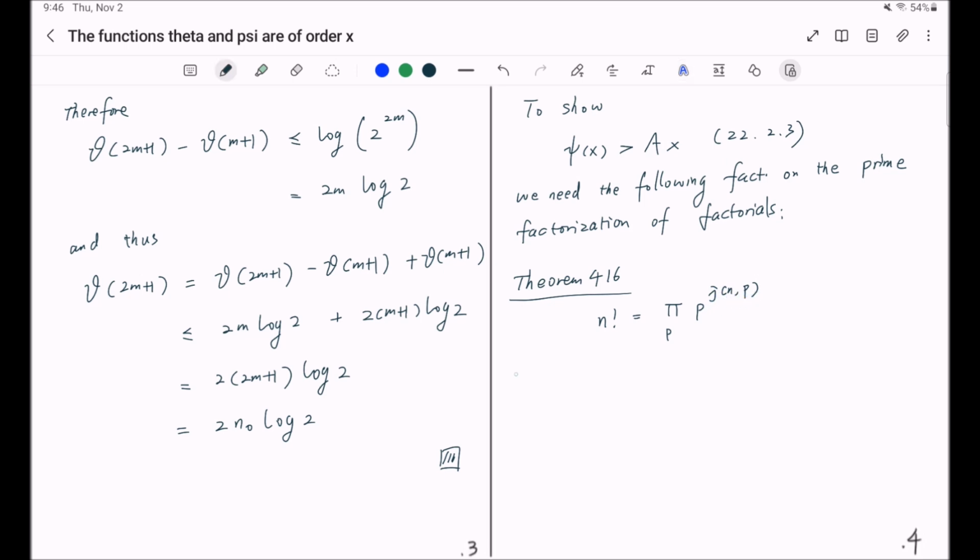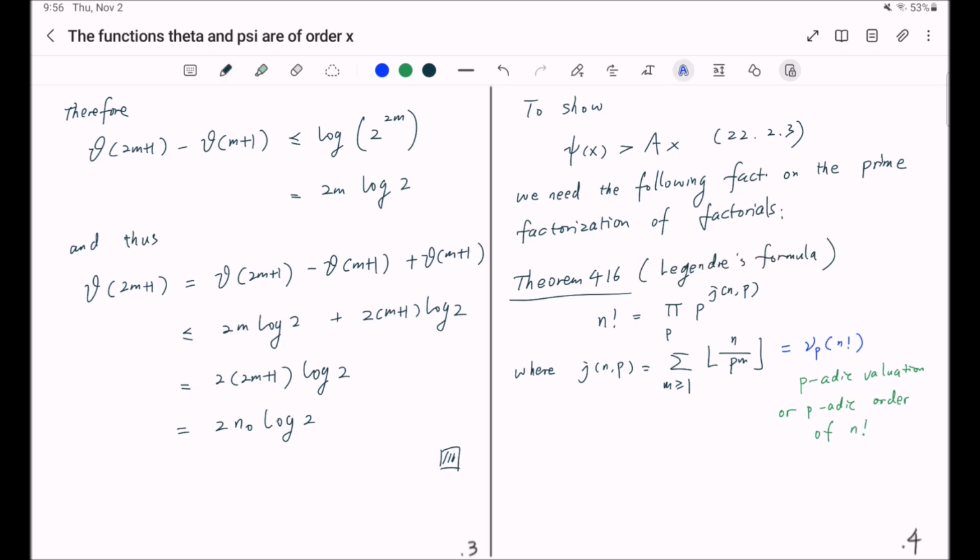p is equal to the summation of the floor of n divided by p to the m, and perhaps a more common notation is nu sub p of n factorial. In number theory, this notation means the p-adic valuation or p-adic order of n factorial. Theorem 416 is often referred to as the so-called Legendre formula.